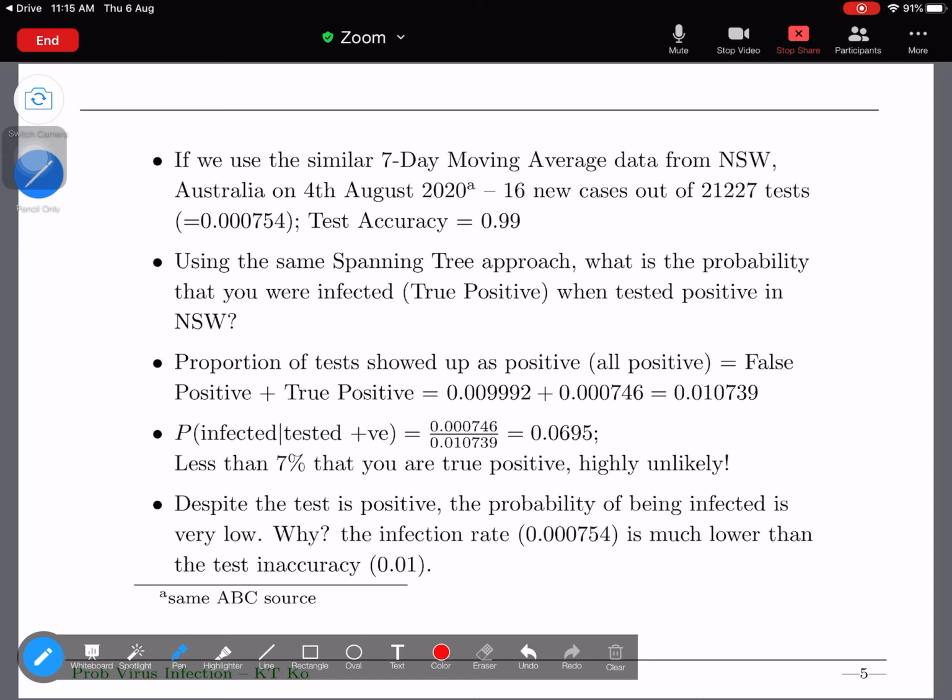So what does that mean? Out of 100 people who showed positive, there are only 7 people who are actually true positive. The other 93 people are false positive. So they will be very much alarmed.